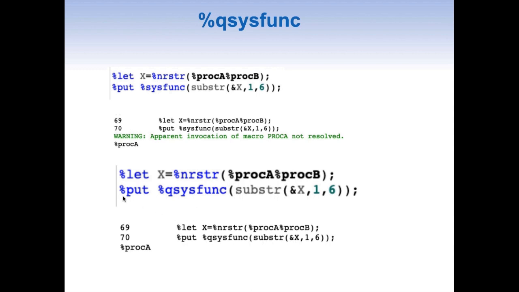To avoid this kind of thing, all we need to do is use %qsysfunc instead of sysfunc, and then we can use our substr and &x, 1, 6. And when we run these 2 lines of code, now we are not going to see any error, but we are going to see the value of %proc a in the log. What I wanted to tell is whenever we use a datastep function with sysfunc, and if we feel that we have some special characters and we need to mask them, we can simply use qsysfunc.